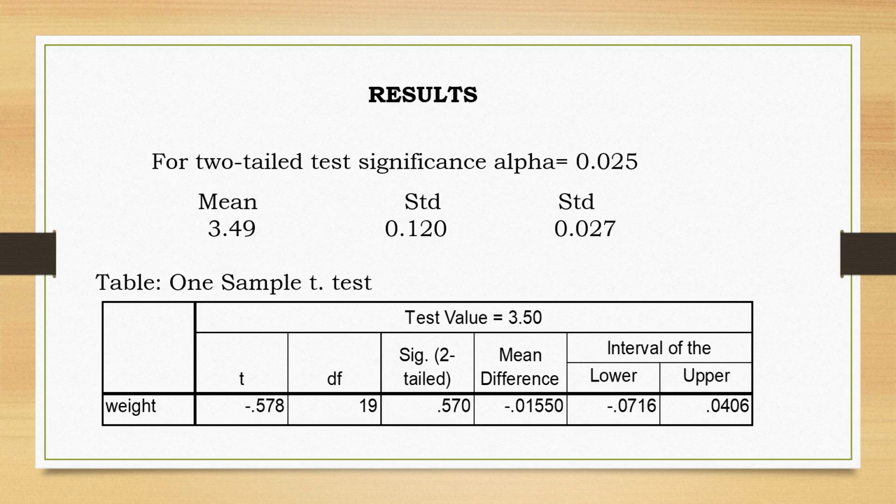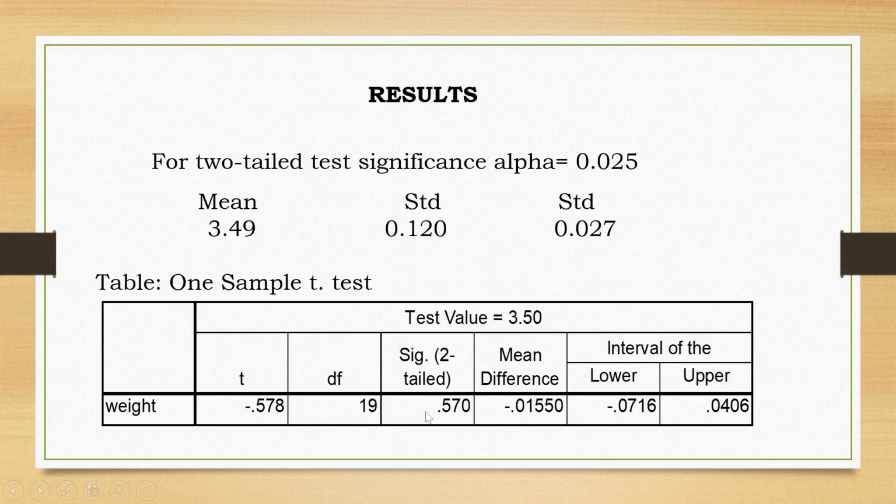Never worry about what is here. The most important thing is to understand what is inside these two tables. The first table is telling us about the mean that we have obtained through our analysis, which is 3.49, and the standard deviation is 0.120. This one is the standard error and this one is the standard deviation. The most important thing here is to look at the two-tailed significance level.